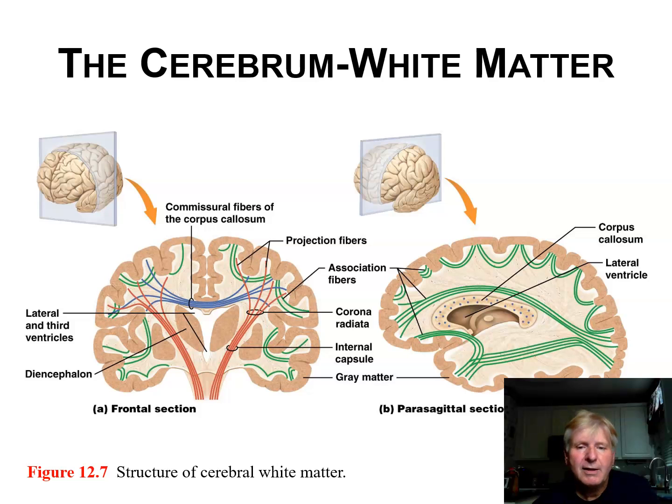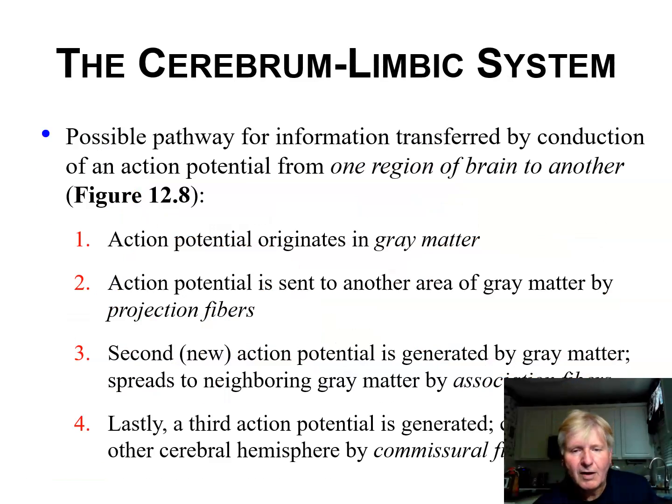And then the third group of fibers are the commissural fibers, and they take information from one hemisphere to the other hemisphere. And like I said, the largest of those groups is the corpus callosum. Those are the largest group of commissural fibers. And this allows the right hemisphere to communicate with the left hemisphere.